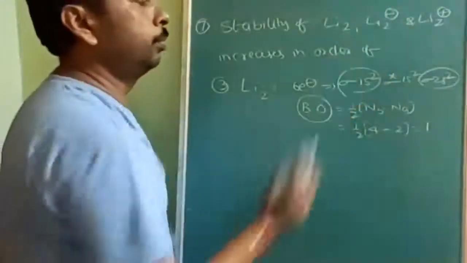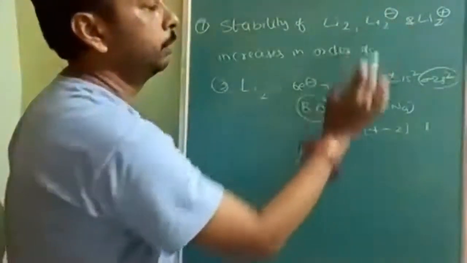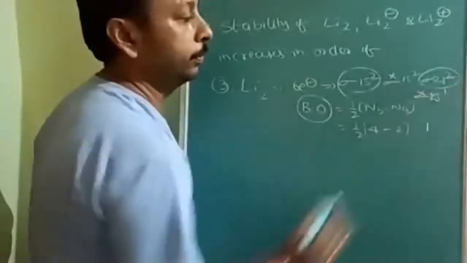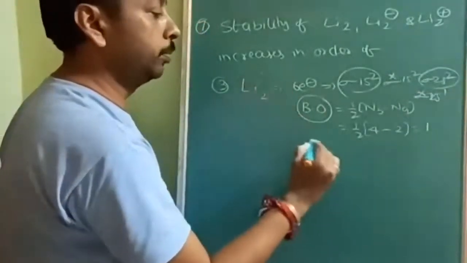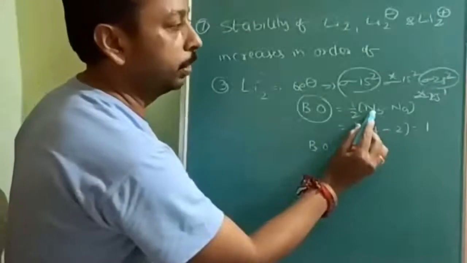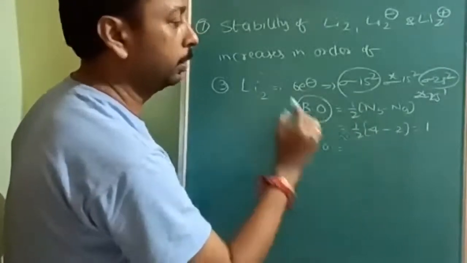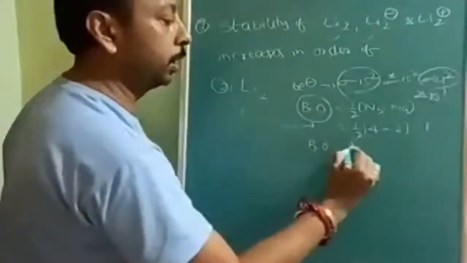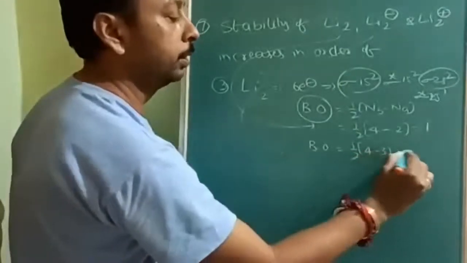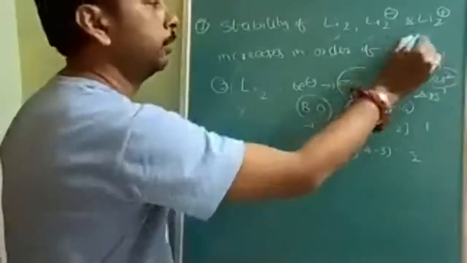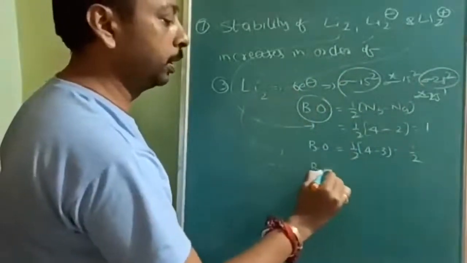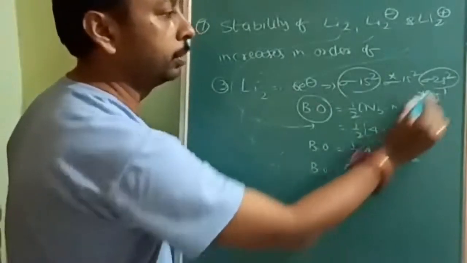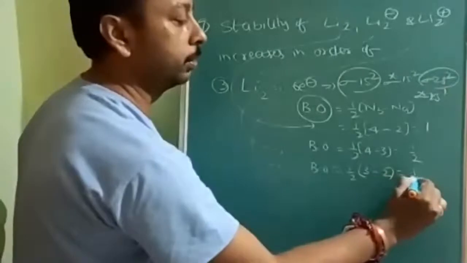Now for Li2 minus, what will be there? One more electron will be added. That will be sigma star 2s1. Okay. So for Li2 minus, the bond order is going to be 4 minus 3, so that means 1 by 2. And for Li2 plus also the bond order is equal to, here it will reduce to 2s1, so 3 minus 2. This is also 1 by 2.